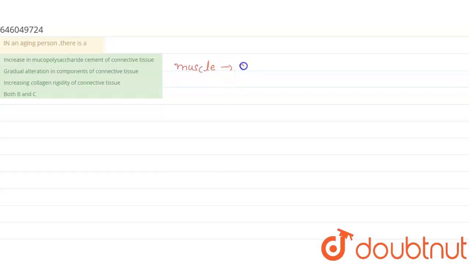muscle begins to shift, right, and loses mass. The number and size of muscle also decrease. Water content of cell decreases. It makes the tissue much stiffer and less able to tolerate stress. So gradual alteration in component of connective tissue, increasing collagen rigidity of connective tissue also takes place.